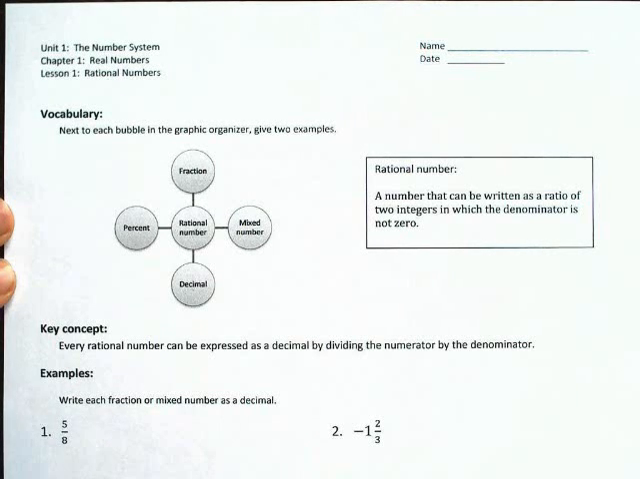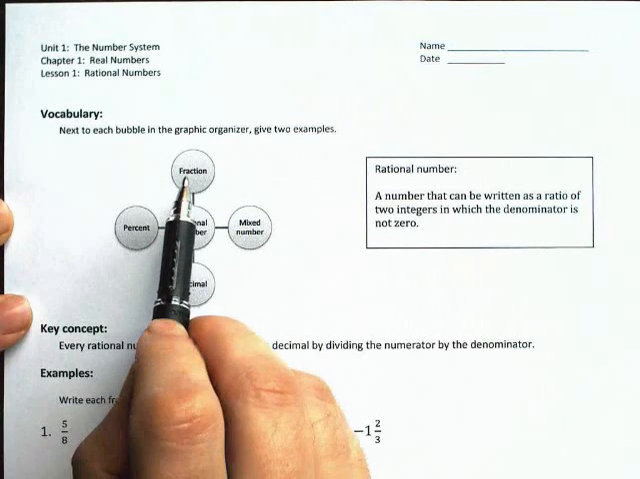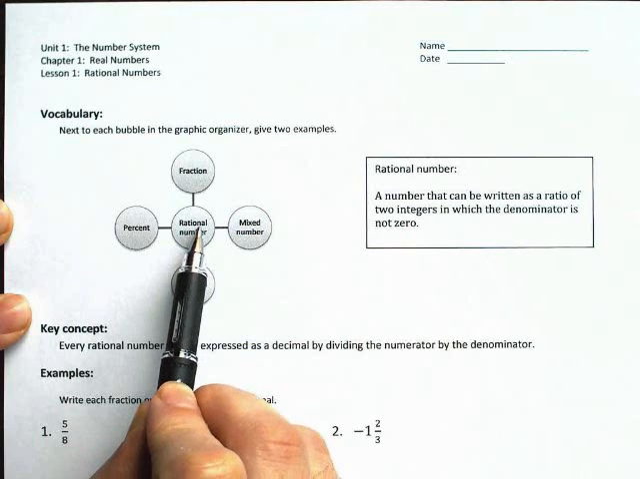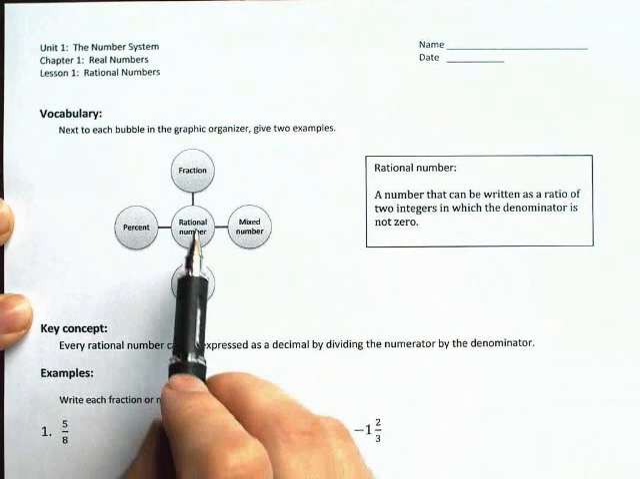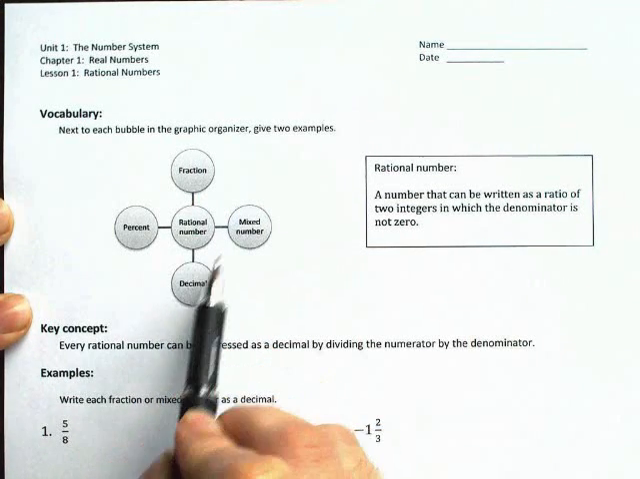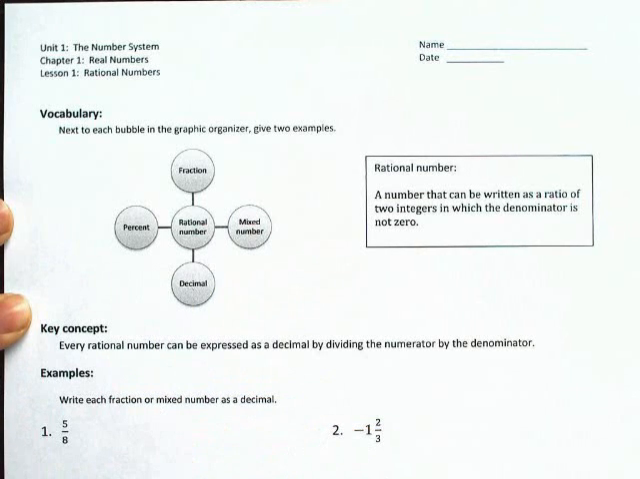So to start this lesson, a little bit of vocabulary. There's a graphical organizer. The central concept is rational number, and then attached are these bubbles showing different forms that the rational number could take.